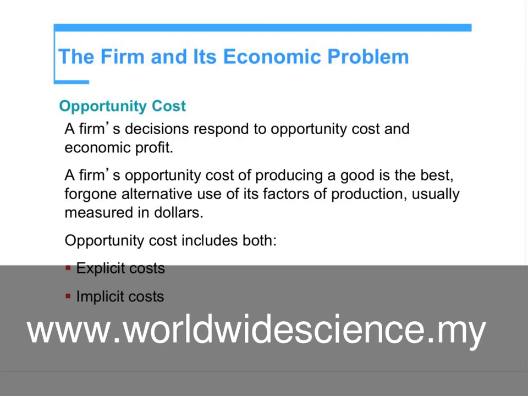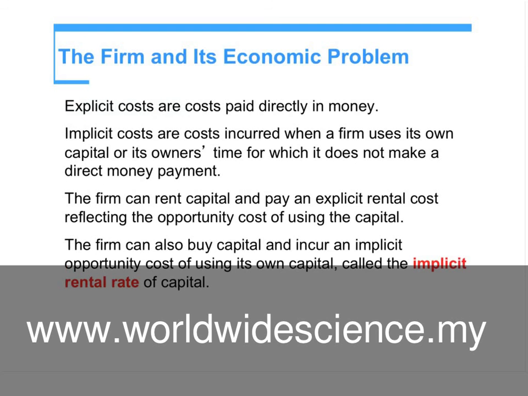So what do we mean by explicit costs? Explicit costs are paid directly in money, whereas implicit costs are incurred when a firm uses its own capital or its owner's time for which it does not make any direct money payment. So the firm can rent capital and pay an explicit rental cost reflecting the opportunity cost of using the capital.